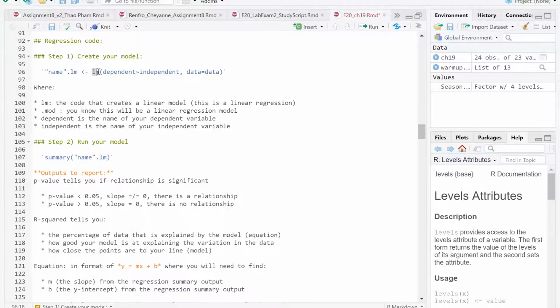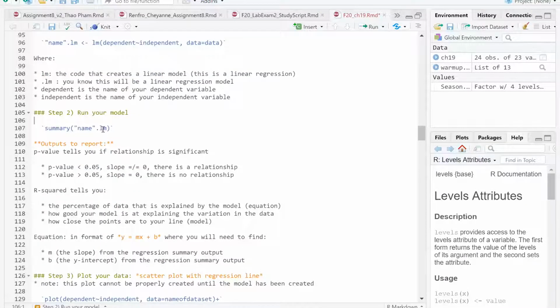So lm creates a linear model. And we use dependent, the little squiggly tilde again, independent, data equals data. I meant for this to be .lm to keep it all consistent. So we are creating a linear model for our data. Similar to when we did ANOVAs, just doing this creates the model object, but we can't actually see the results of it until we look at it using the summary function.